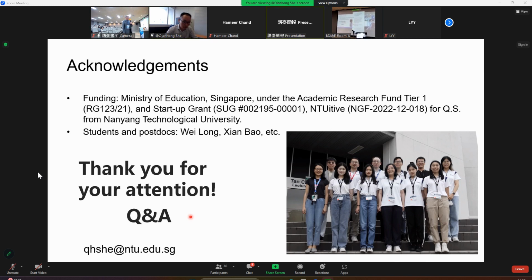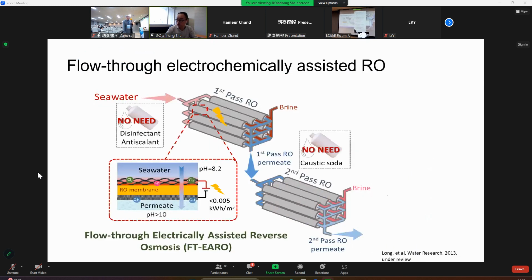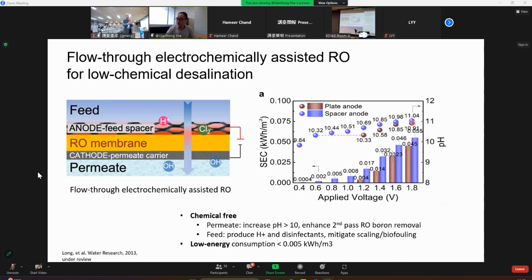Is there any relationship between pH and the energy consumption? Yes, we have shown here, but let me see. So here it shows the relationship between the pH change and the energy consumption. In general, overall, the energy consumption is very low, although we can elevate the permeate pH to above 10, the desired level to achieve boron removal efficiency.